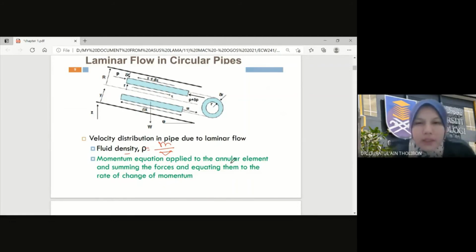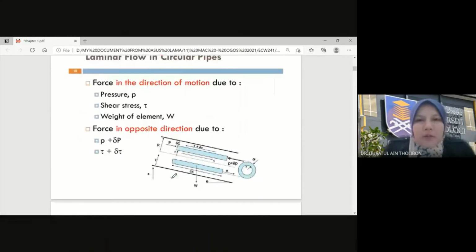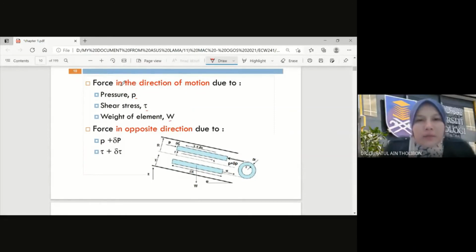Then the equation is applied to the annular element, summing the forces and equating them to the rate of change of momentum. Okay, and then we also have force in the direction of motion, due to the pressure, due to the shear stress, and due to the weight. Force, maksudnya daya, force yang menolak air tu. So dia disebabkan oleh pressure, and then disebabkan ada geseran daripada pipe, and then disebabkan weight of the water.